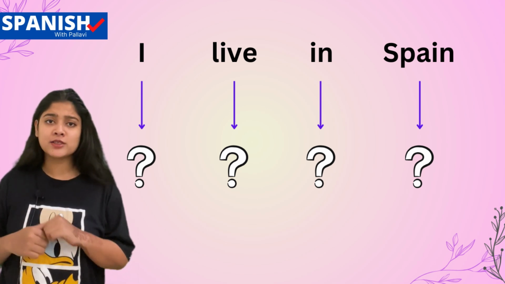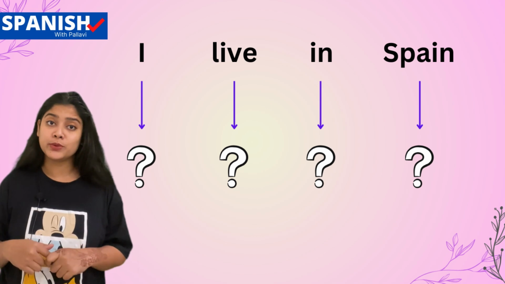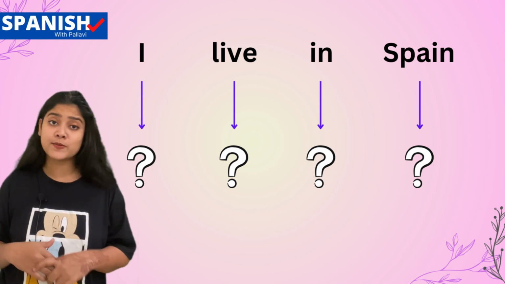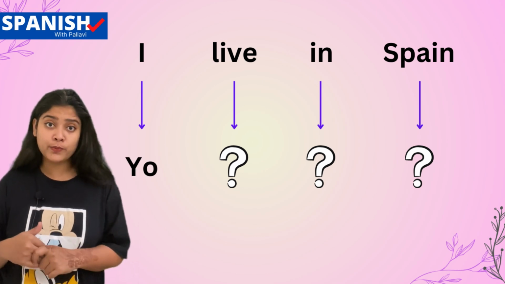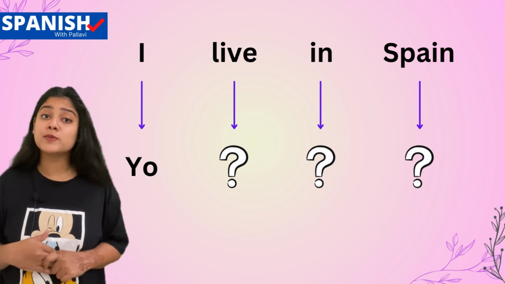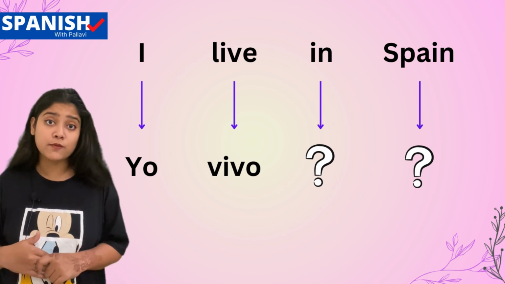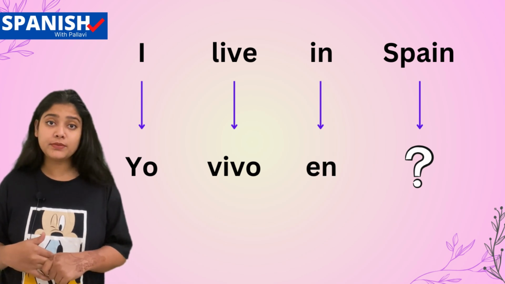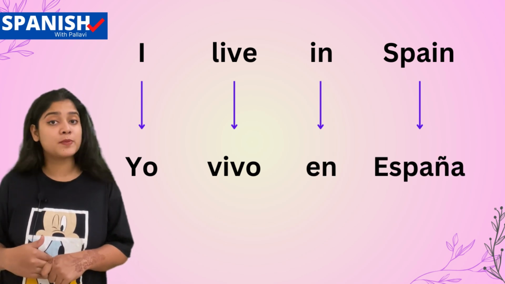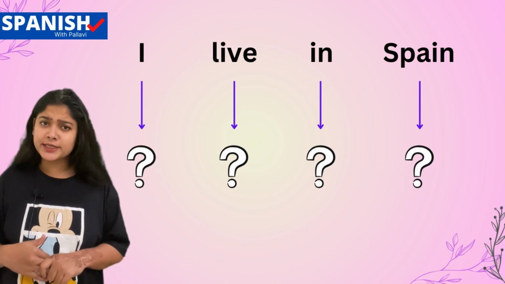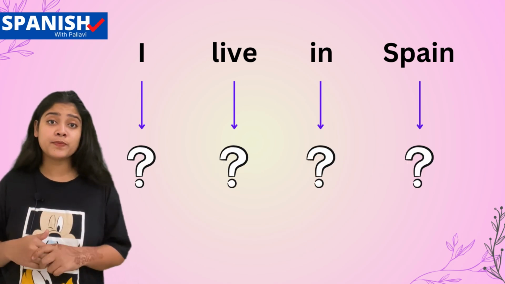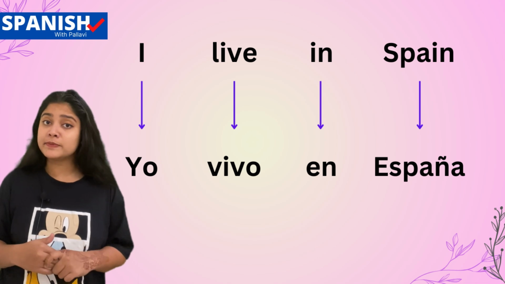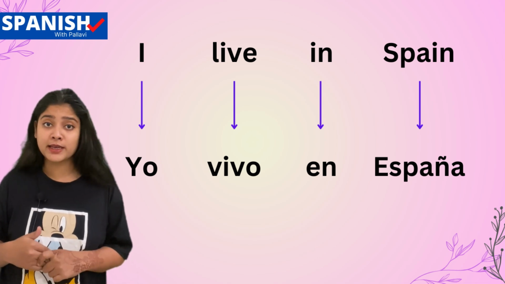As you can see on the screen, the sentence is I live in Spain. How do you say that in Spanish? One by one we'll do it. How do you say I in Spanish? Yo. Live in Spanish, vivo. In will be en. Spain will be España. So the whole sentence will be I live in Spain. Yo vivo en España.